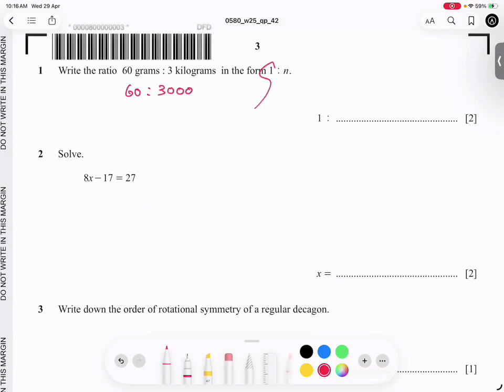But I'm looking for 1 here. So it means divide the whole equation by 60. If I divide 60 by 60 and 3,000 by 60, this cancels out and the 0 cancels, and here I got 50. So 1:50 is our required answer.